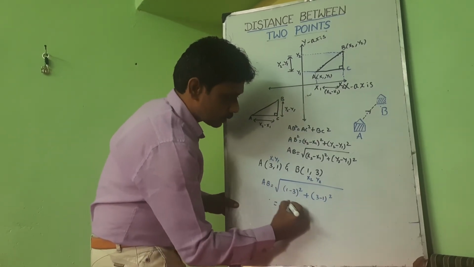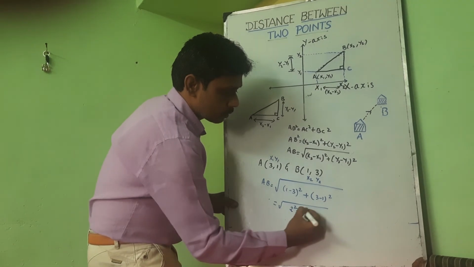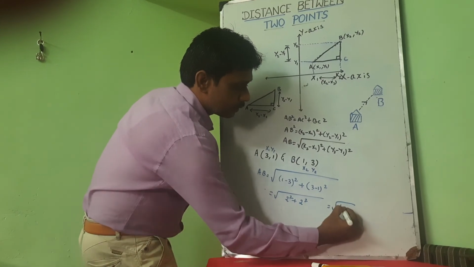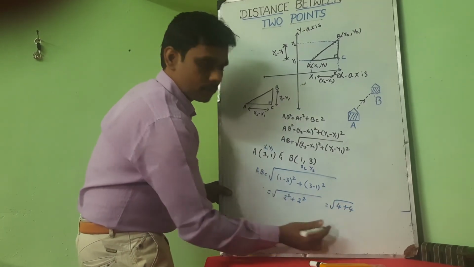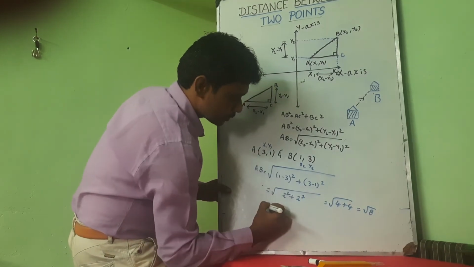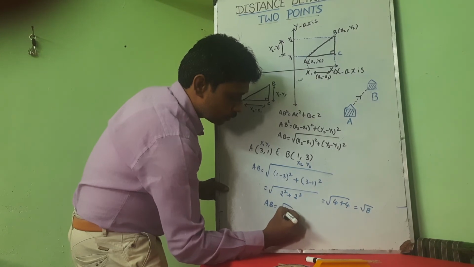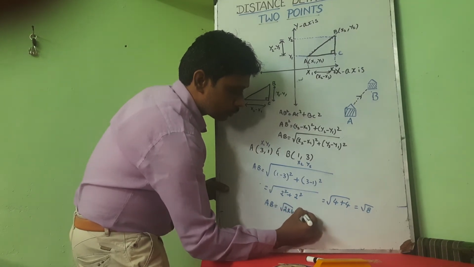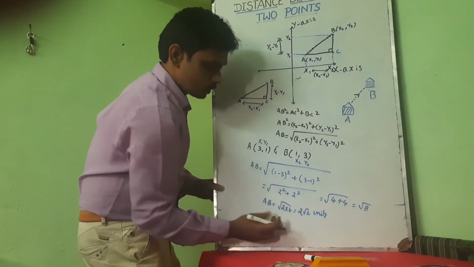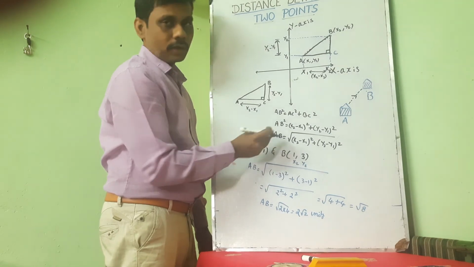So from this we can say 1 minus 3 is 2 square. This is also 2 square. And further we can write 4 plus 4, and we will get root 8. So further if you simplify this, we will get AB is equal to the square root of 2 into 4, so 2 root 2 units. So this is the distance between these 2 points in the xy plane by using this formula.